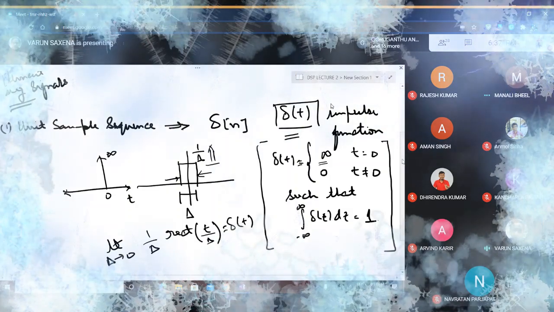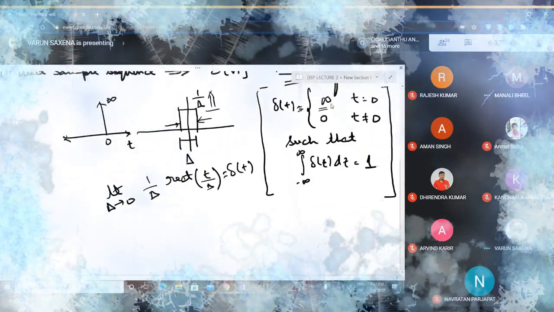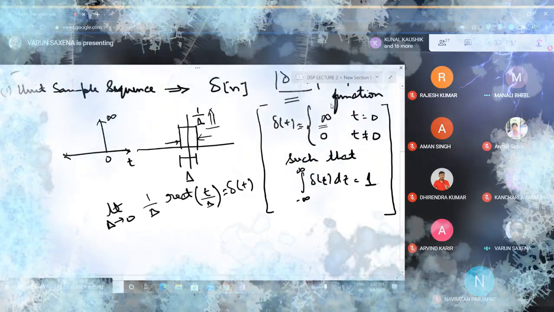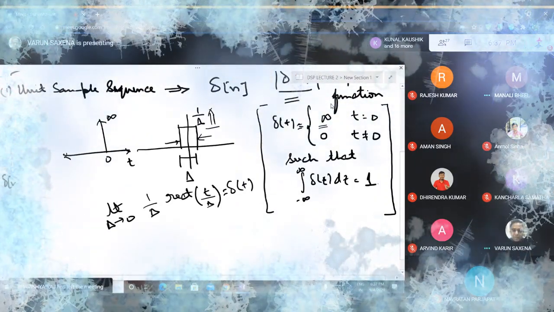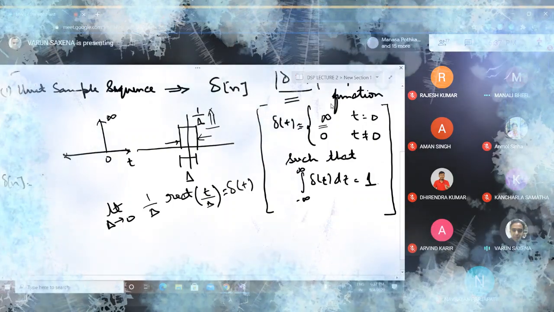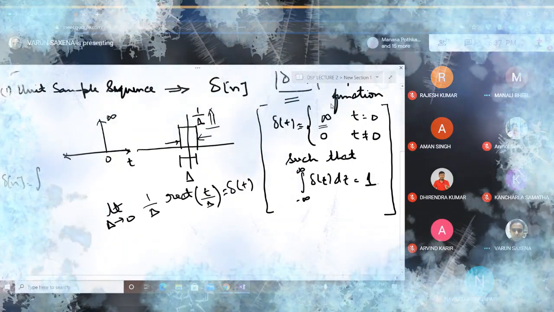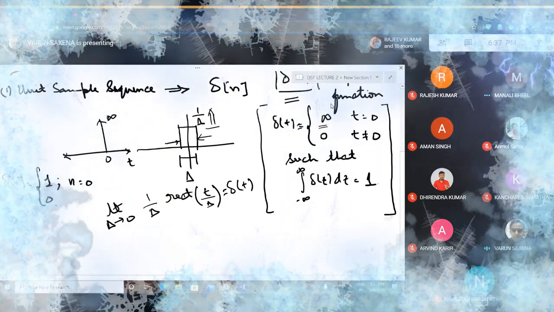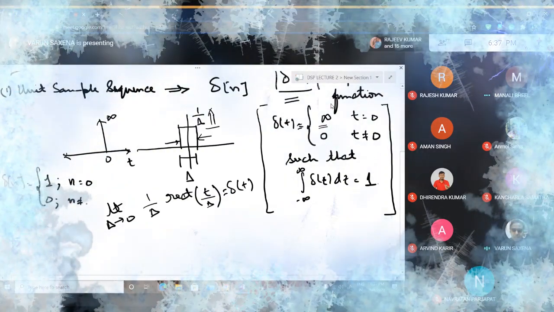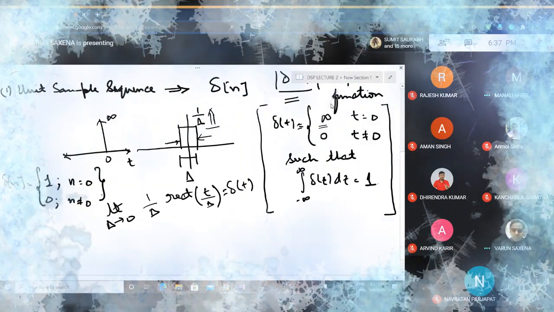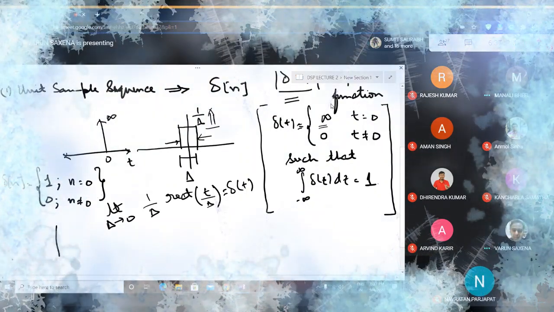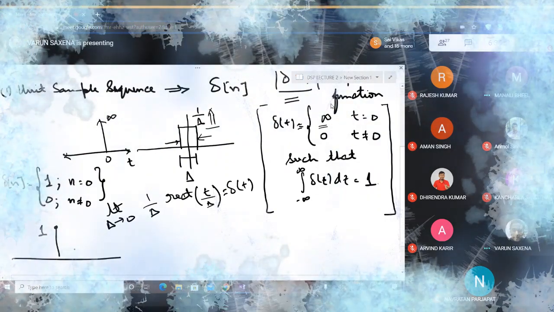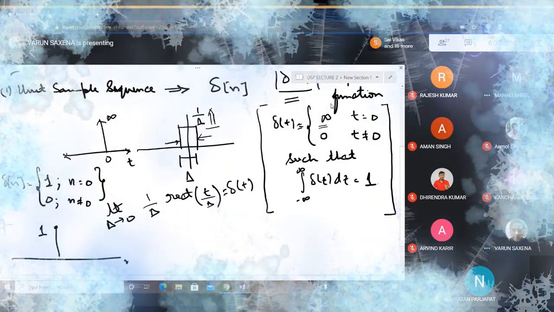But fortunately, when we talk of a unit sample sequence, which is delta n, it's a very user-friendly function. Delta n, as I said, unit sample sequence. It is 1 for n equal to 0. It is 0 when n is not equal to 0. That's it. So this looks like this. Amplitude is 1, and this is n, and that's it.